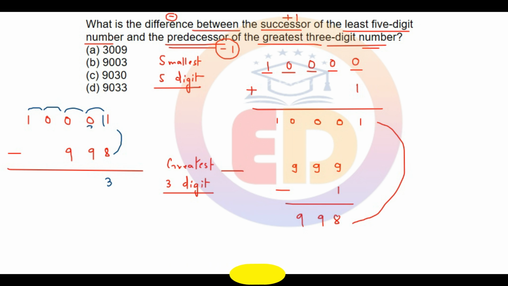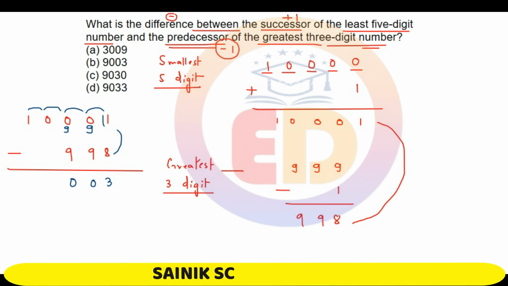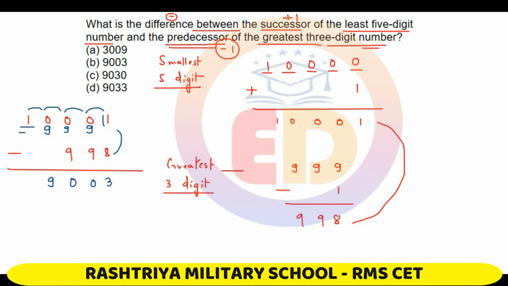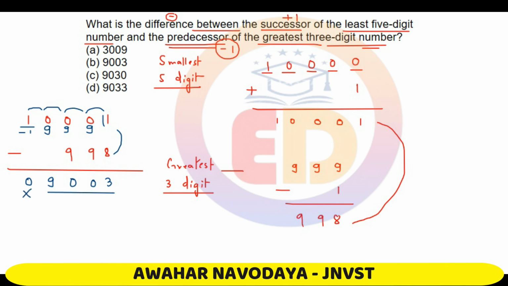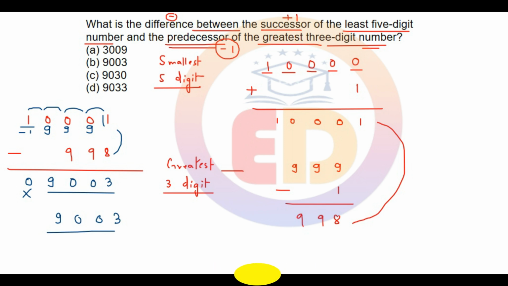The next number, it will be 9. 9 minus 9 is 0. This 0 will also be 9. 9 minus 9 will give us 0. This 0 will become 9. Take it down. And this 1 will be now minus 1, so it is 0. I am not writing it. My answer is 9003.